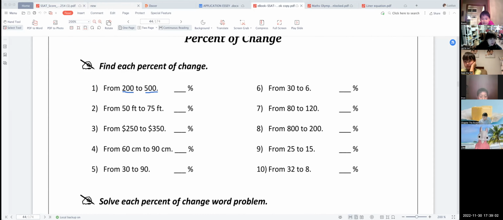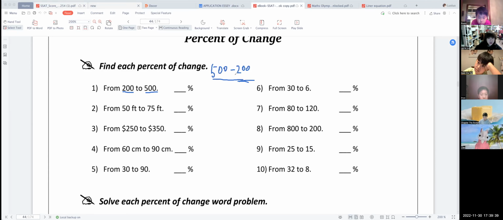从200到500是增加了还是减少啦？肯定是增加了，对不对？ Okay, so I want you to calculate the percentage of change. So that is the percentage of increasing, okay? So how do we do this one? First, I want to ask Evan, how much has been increased from 200 to 500? 增加了多少？ 300. Thank you. It's 500 minus 200, right?